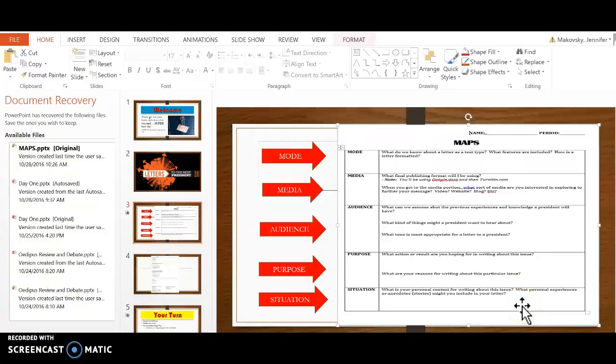What is your personal context for writing about this issue? What personal experiences or stories might you include in your letter? So basically, that's going to be your examples. Like, why is this important to you? Is there a story or something about why this is important? Do you have a friend that went through it? Did you go through it? Do you have something that is personal to you? And what is that? So that's just called MAPS. It's just a way to get your thoughts going on why you're doing this. What is the purpose behind it? And what are some aspects you need to be aware of?